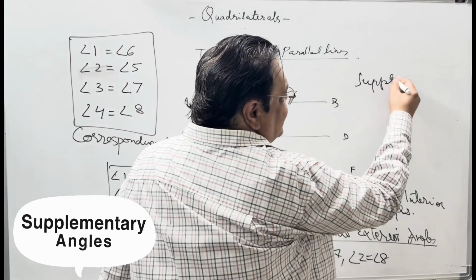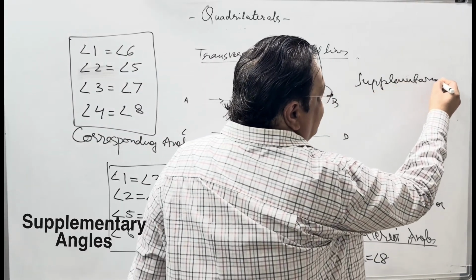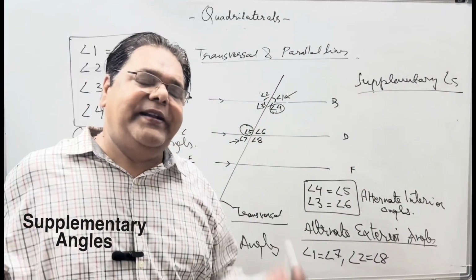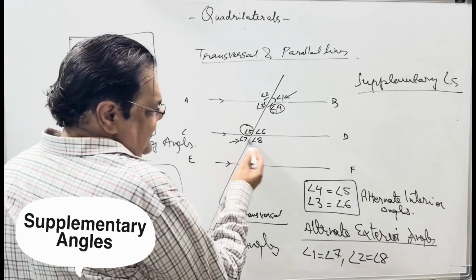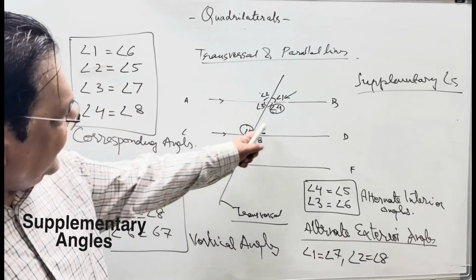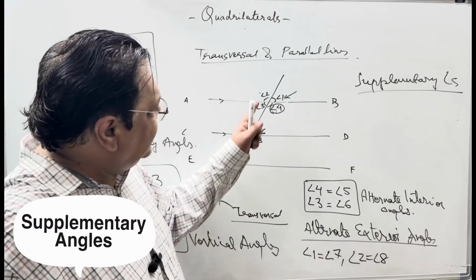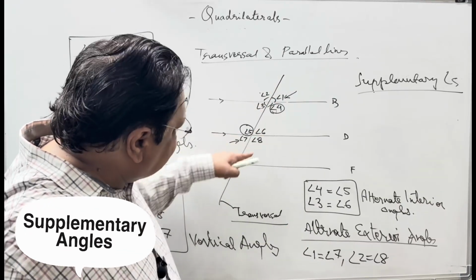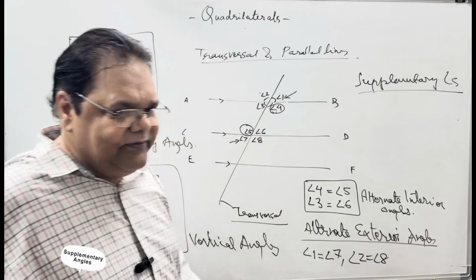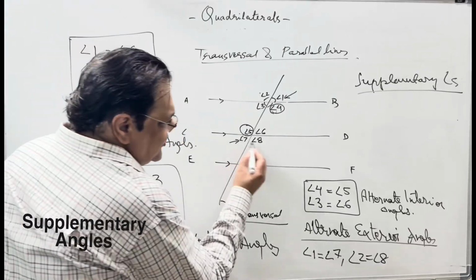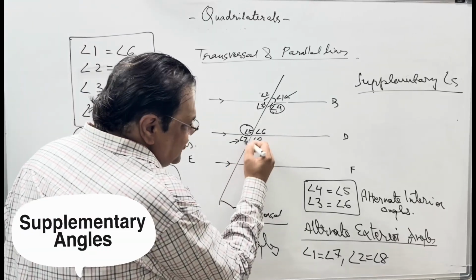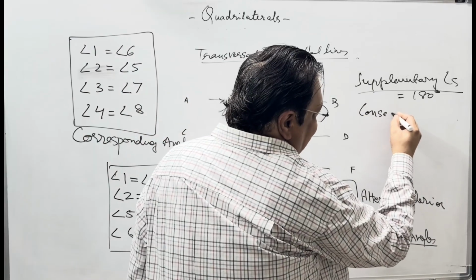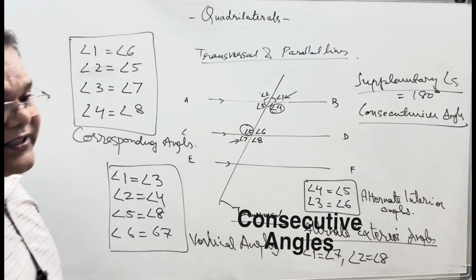Supplementary angles. Supplementary angles means when you add two angles, it is 180 degrees. 7, 8, 5, 6, 3, 4, 2, 1, 2, 3, 1, 4, 6, 8, 7, 5. When you take these two always, these two 180, these two 180, these two 180, these two 180. Straight lines.